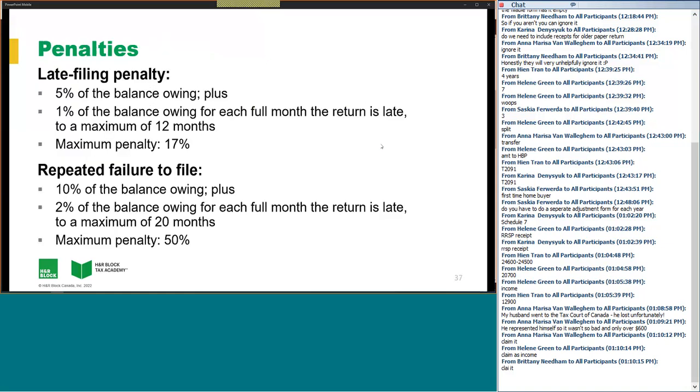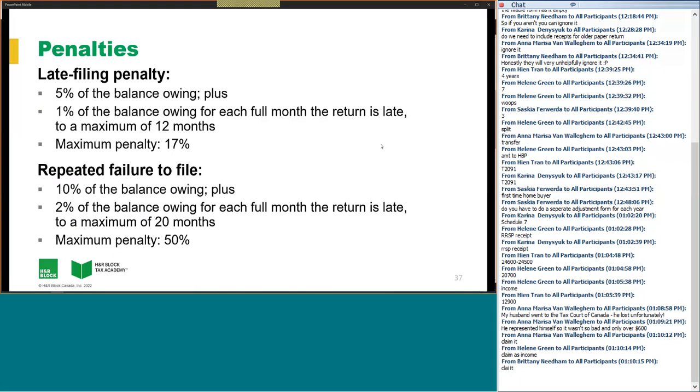All right, and there are penalties. If you are late filing your return and you owe money, the penalty is 5% of the balance owing plus 1% of the balance owing for every month that you're late, to a maximum of 12 months. But the maximum penalty is 17%, plus interest, because they charge interest on that as well.